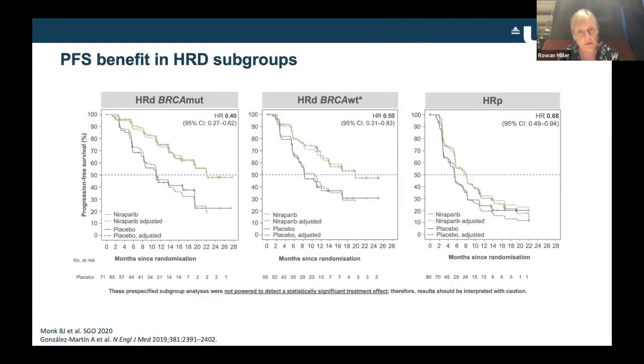When they broke it down by subgroups, you see the same pattern, biggest benefit in BRCA, then in the BRCA wild type, but still HRD. And interestingly, in this study, although it's hard to see with the curves, there was an improvement in PFS in the homologous recombination proficient patients of about 3 months, so from 5.8 to 8.3, I think, which was statistically significant.